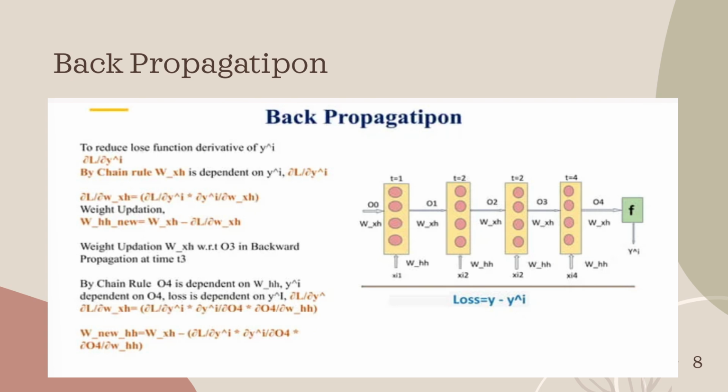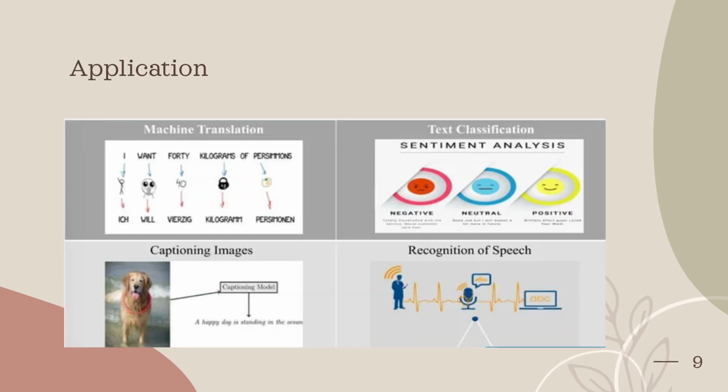The first step is to reduce the loss function. The second step is weight updation. The third step is weight updation in backward propagation, and the last one is by chain rule. O4 is dependent on W, where the loss function is reduced, as you can properly see in this diagram. So let us move forward to our next slide.